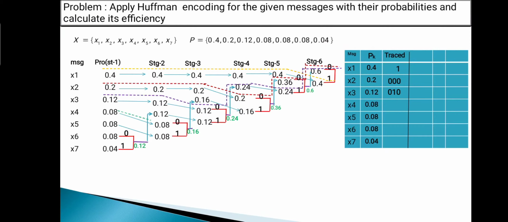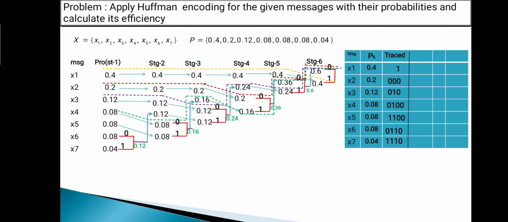So for X4, we are tracing the path. On the way we have 0. We have 1. We have 0. Again 0, right? So the traced value is 0, 1, 0, 0. Similarly, we can trace the path and obtain the value for X5 as 1, 1, 0, 0, X6 as 0, 1, 1, 0 and X7 as 1, 1, 1, 0.